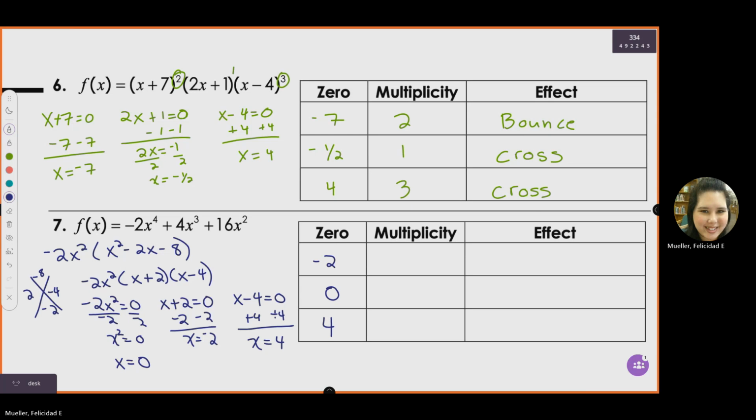All right, sorry about that. So again, factor, and set each factor equal to 0. -2 has a multiplicity of 1, so it will cross. 0 has a multiplicity of 2 because the exponent on the outside is a 2, so that means it will bounce. And then 4 has a multiplicity of 1, so it will cross.